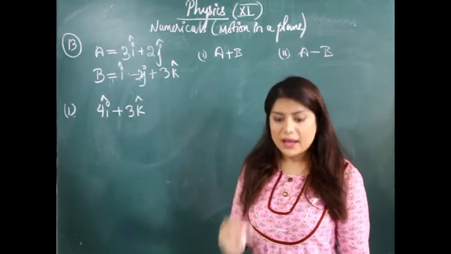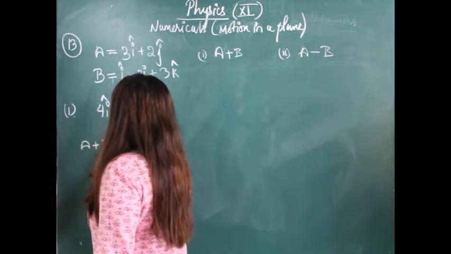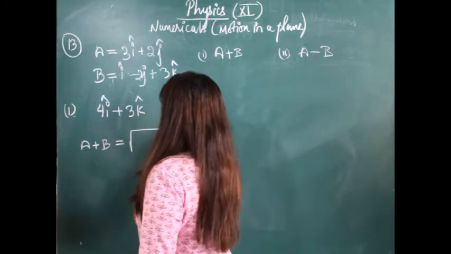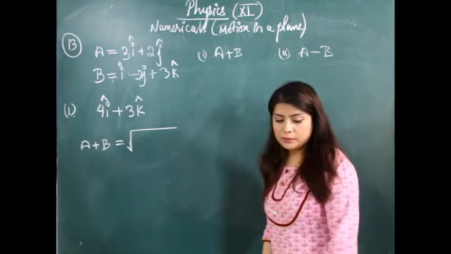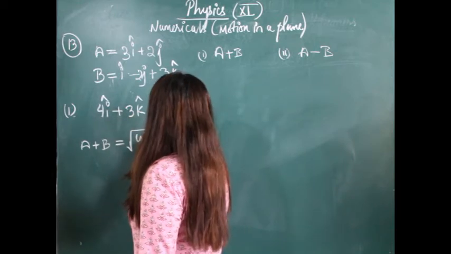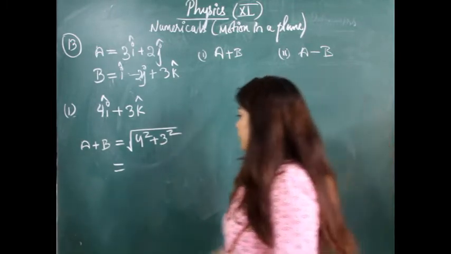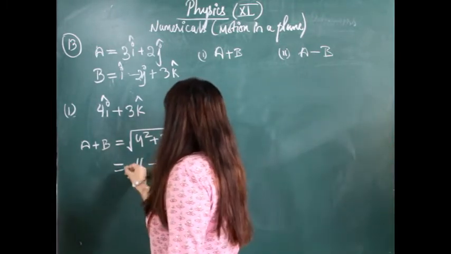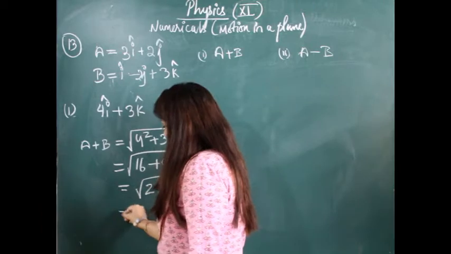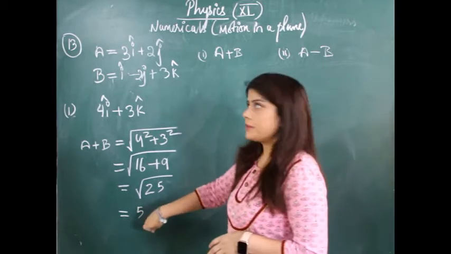Now we need to find the magnitude of the vector. The formula I have given you is the square root of A squared plus B squared. So 4 squared plus 3 squared gives 16 plus 9, which is 25, and the root of that is 5. So the magnitude of A plus B is 5.